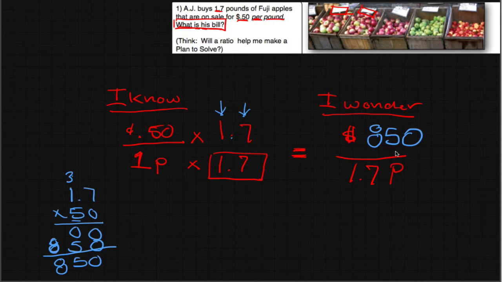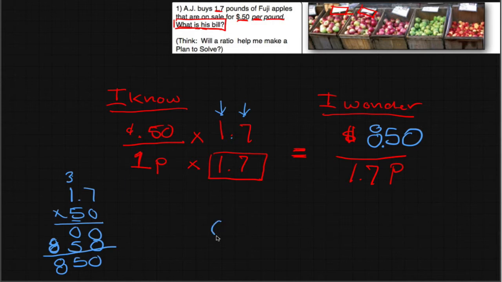Some people were happy with that, and some people felt like that's weird, right? He didn't even buy 2 pounds of apples, and it cost $850. And they said, oh yeah, that's right, it's money, so I'll put a decimal right here. $8.50 for 1 7/10 pounds of apples. And that's where most people ended up. But that should seem weird too.